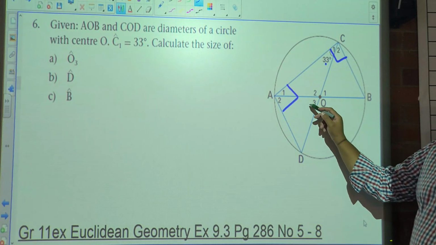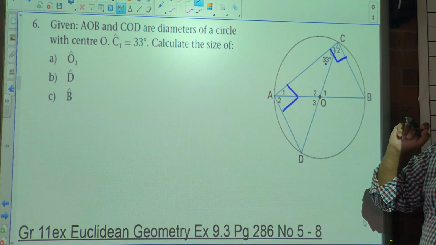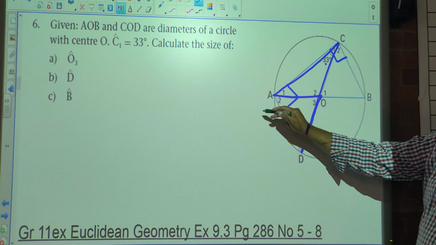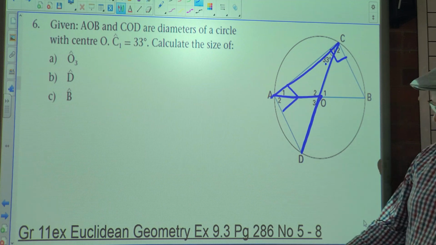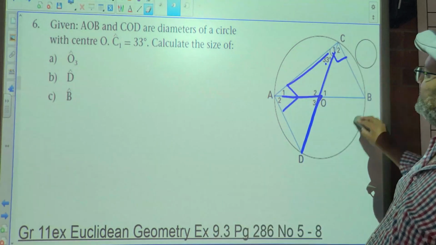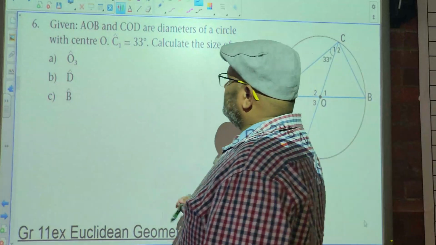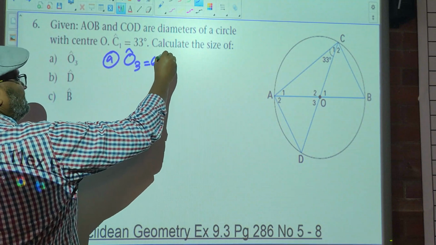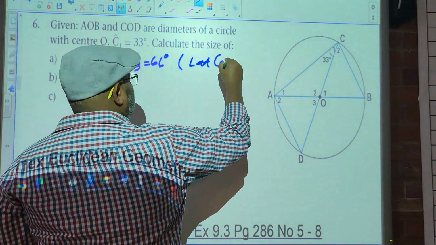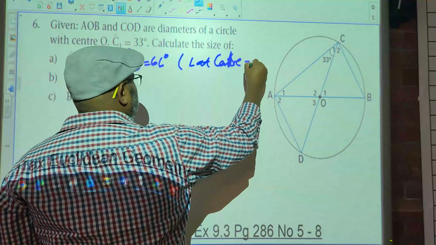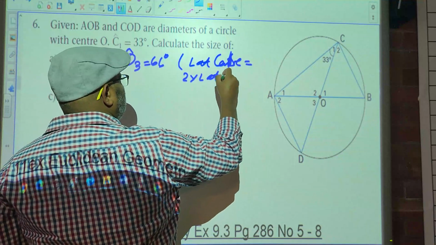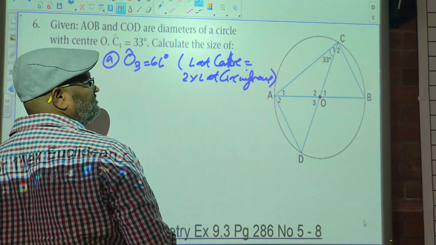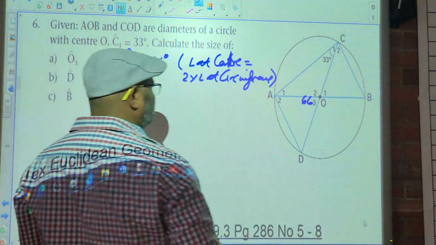So now we're going to calculate O3. Angle at center is double the angle at circumference. Not so? Right. So let's go with that. So angle O3 is equal to 66 degrees. Why? Angle at center is equal to 2 times angle at circumference. Okay. So 66 lies there.